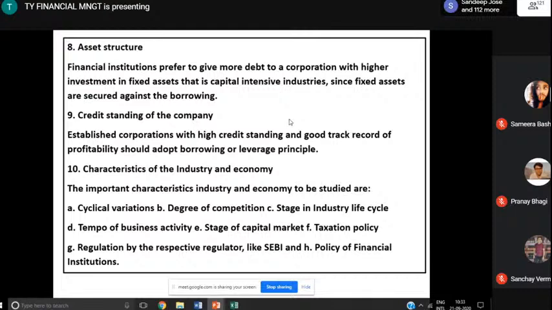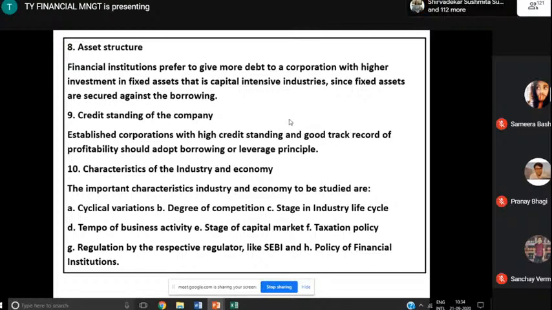Refer back to the working capital notes. Factors affecting working capital. Asset structure denotes the ratio between current assets and fixed assets. It may be an MCQ. Very good, current assets and fixed assets.